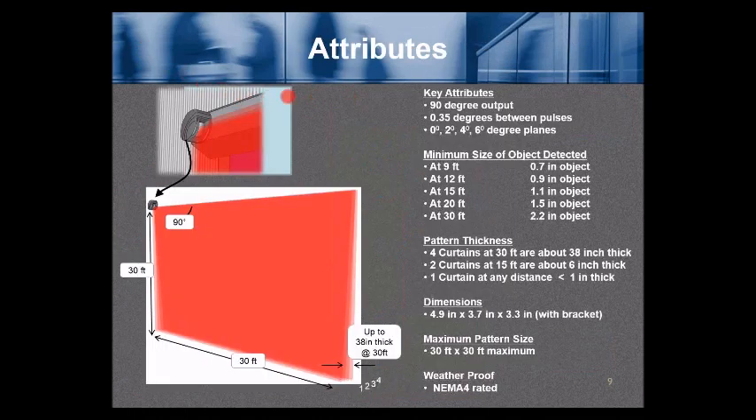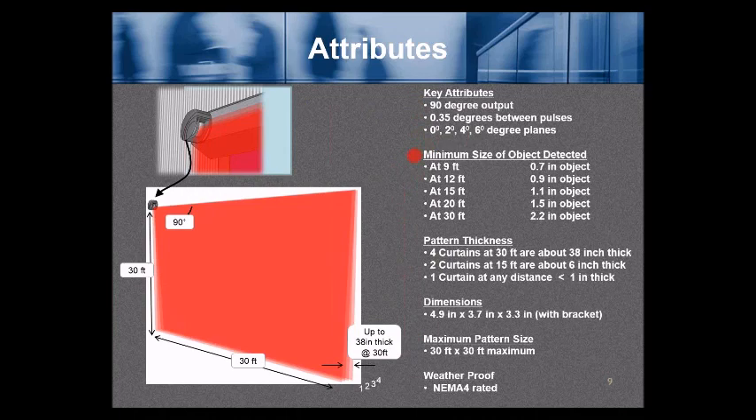Some key attributes. Here is our laser, in this example making a rectangular shape, 30 feet by 30 feet. The pattern could be up to 38 inches thick at 30 feet mounting height. Key attributes: 90-degree output, which we see here, and 0.35 degrees between pulses. Each curtain or plane of the 4 is separated by 2-degree increments. The first curtain would be set to 0 degrees, which would be plumb straight down. The second curtain would be offset by 2 degrees, then 4, then 6 degrees.